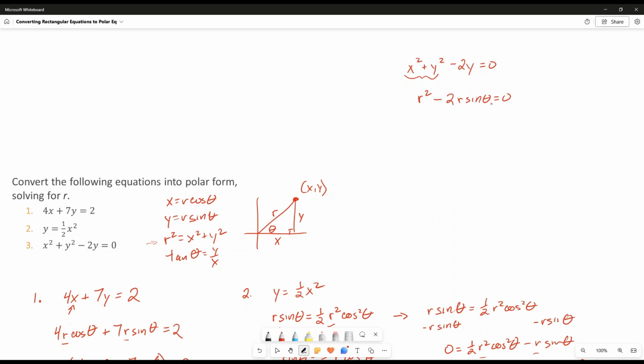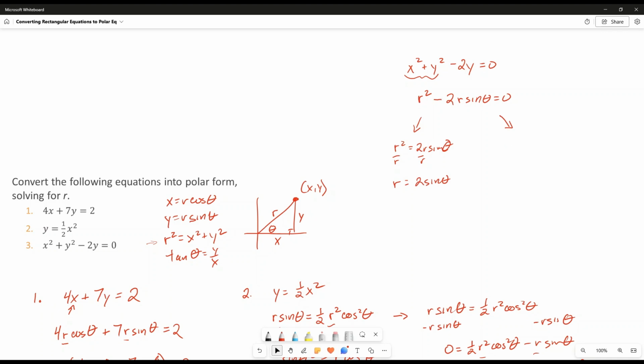Okay, so again, to go from here, we have two methods that we could use. One option would be to add the 2r sine theta to the other side. So we have r squared is equal to 2r sine theta, and then divide an r into both sides. So you get r is equal to 2 sine theta. Or, again, we have to deal with what happens if r equals 0 is a solution and we're dividing by 0. Or we could worry about that and factor instead.